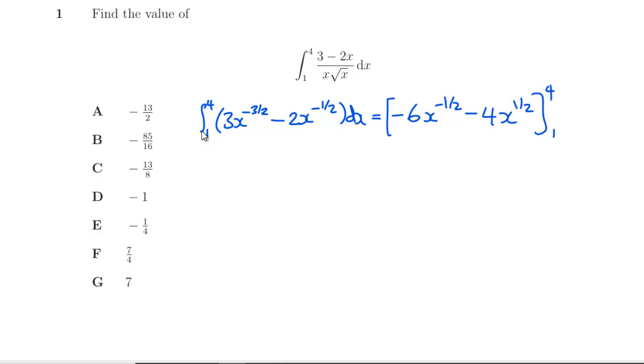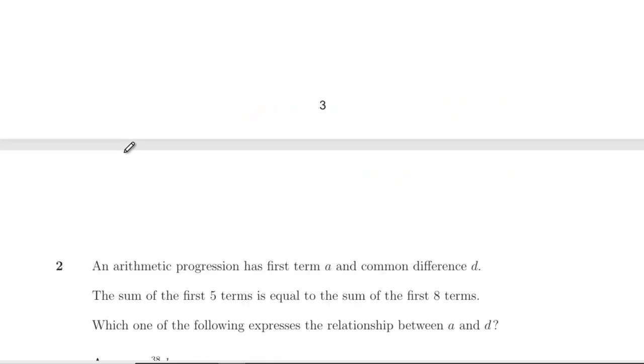From 4 to 1. So I'm going to get minus 6 over 2, so minus 3, minus 4 times 2, so minus 8. Then it'll be a minus 6 and a minus 4. So it's minus 11 plus 10, minus 1, D. Right, nice sort of standard opener.